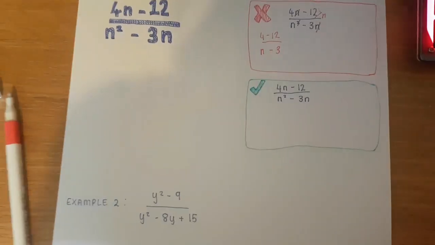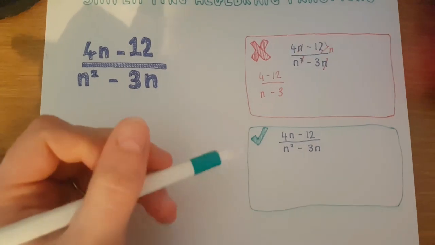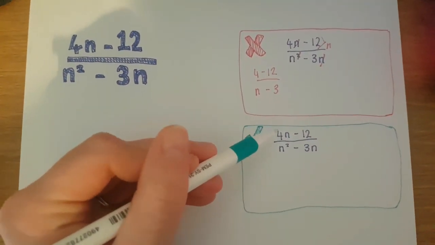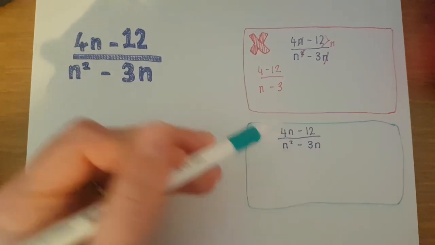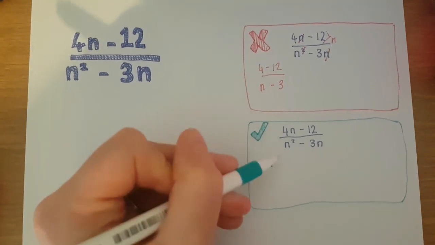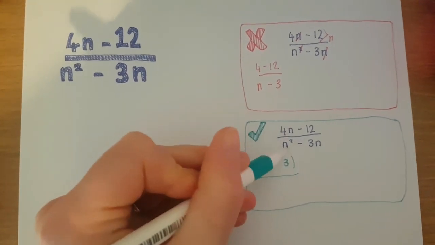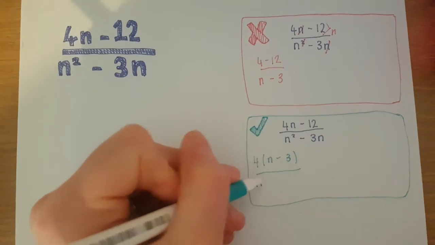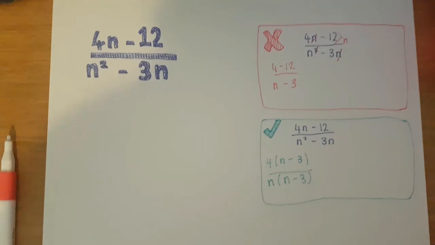The right way to do this is to think about how we can factorise the numerator and the denominator. So in the numerator, I have 4n minus 12. I can think about just the common terms between these two here. So both of these have a common factor of 4, so I'm going to pull that out here. So I go 4 times n minus 3. And then in this denominator here, I have a common term of n, so I'm going to pull that out here. And I get n multiplied by n minus 3.